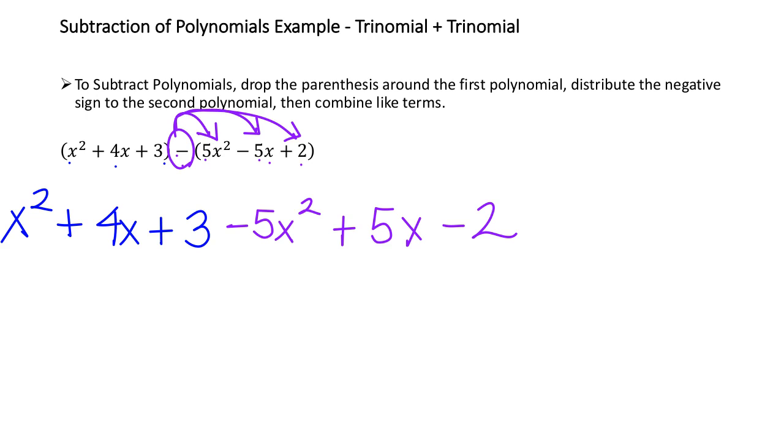So thus far we have done the first part here. We've dropped the parentheses and rewritten the first polynomial. Then we distributed the negative sign to the second, and we wrote what those values were. And now our last step is going to be combining like terms. So what are like terms? Like terms are when you have the same variable raised to the same power.